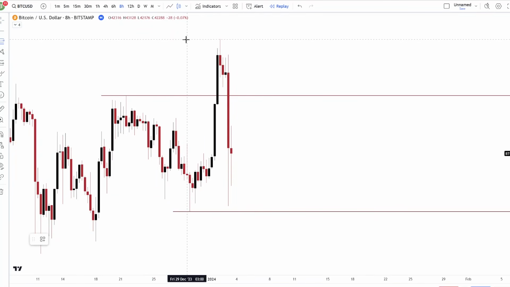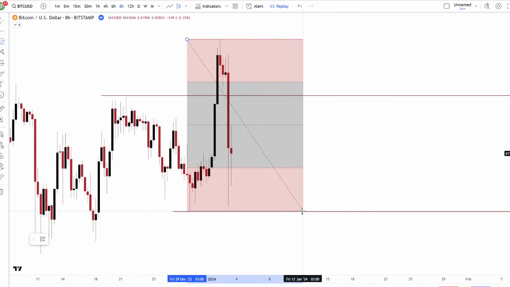This was our swing high. This is our swing low. Price reacting from our extreme level right here. And where are we trying to take price? We're trying to take price back up here as our first TP, then our second TP right here.